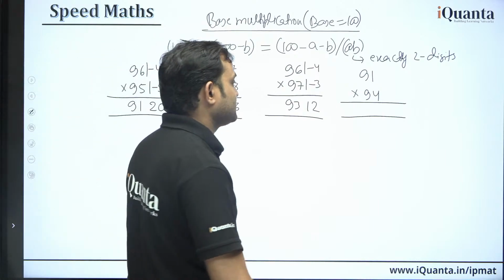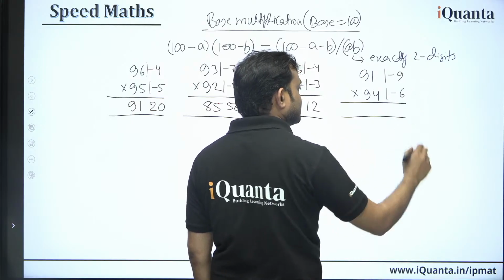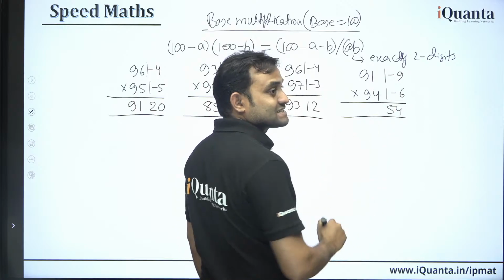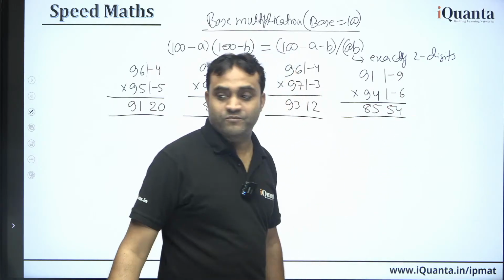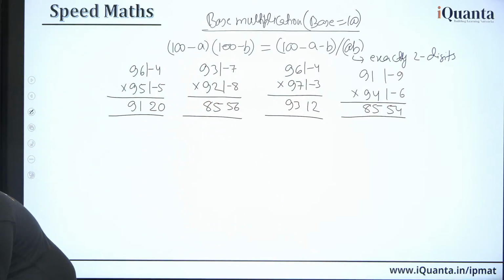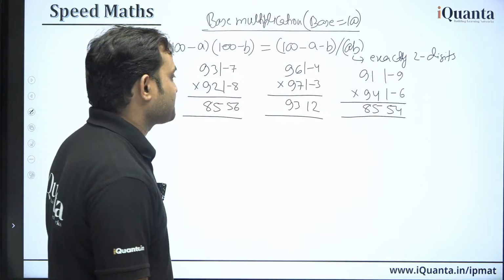8554. Okay, let's check it. This number is 100 minus 9. This number is 100 minus 6. 9 into 6 is 54. 9 plus 6 is 15. 100 minus 15 is 85. 8554. Yes, that is absolutely correct. Aesthetic, Siri, both of your answers are absolutely correct.